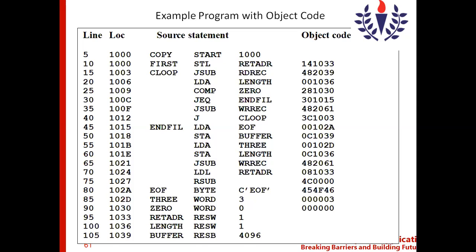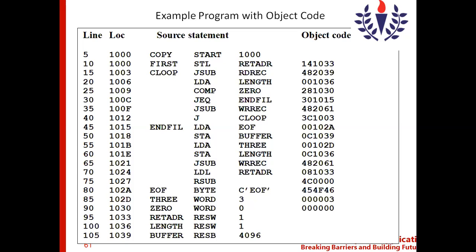And similarly, 100C plus 3 is nothing but 100F in line number 35. And after line number 35, you can see 1012 in line number 40. How did you derive this? After F, then 10, 11, 12. So when you add 3 bytes to the existing 100F, obviously you get 1012. Then if you look at line number 45, 1012 plus 3 is 1015, 1015 plus 3 is 1018, and so on. And again, after 1018 it will be 101B in line number 55, because again it is hexadecimal. So this is how the assembler is assigning addresses to each and every instruction.